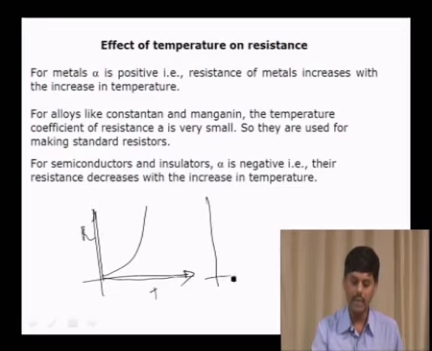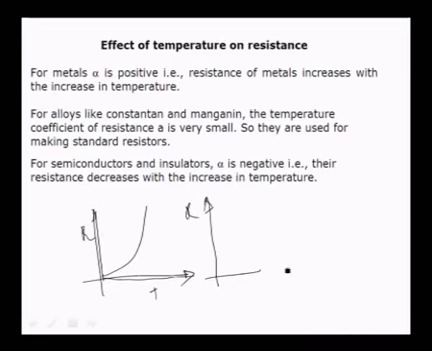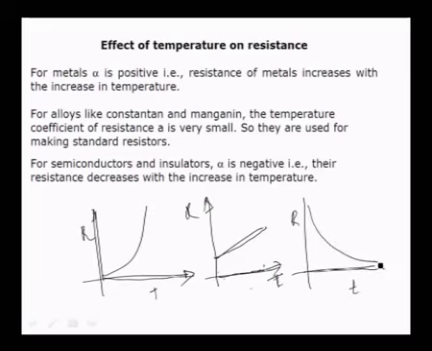Similarly, in case of alloys also, we have the same parameter, that is temperature T, we get a curve like this. Temperature increases, resistance also increases, but here the variation of resistance is very, very small. In case of semiconductor, this is the resistance and this is the temperature. When temperature increases, resistance decreases. This is inverse, and these two are direct.